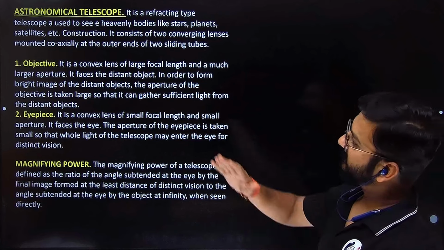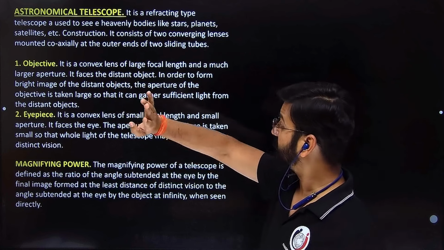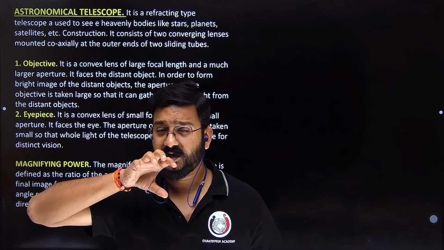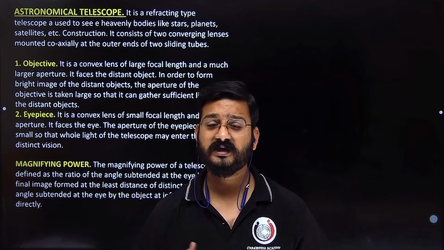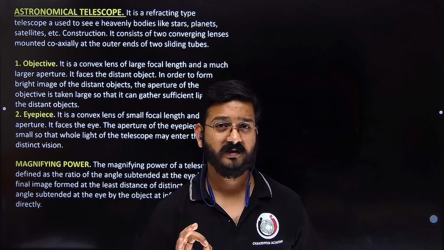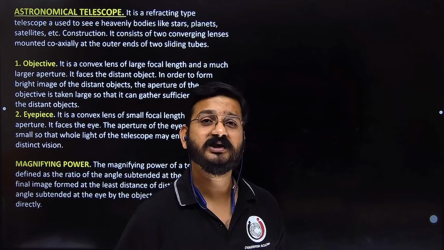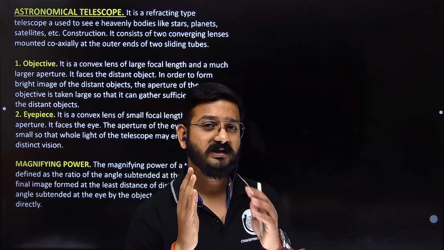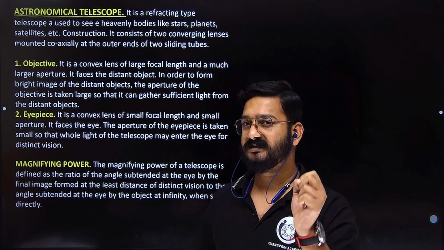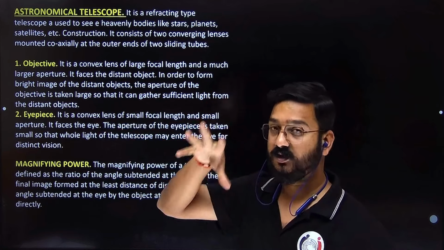So if you see here, it is a convex lens of large focal length and a much larger aperture. It faces the object, that's why it is called the objective. And why do the focal length and aperture need to be more? Because parallel rays are entering. So we need a higher aperture of the objective so that it can allow the maximum amount of rays to pass through. If the maximum amount of rays pass through the objective, the intensity of the image will also be high. So that is the reason the focal length and aperture of the objective should be large enough as compared to the eyepiece, so that it can gather sufficient light from the distant objects.